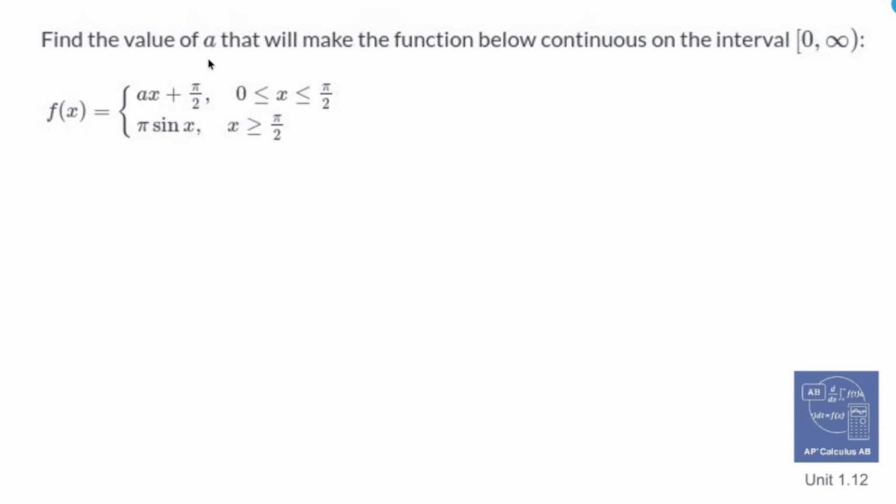Find the value of a that will make the function below continuous on the interval 0 to infinity. All right, so basically what we need to do is we need to make sure that if these guys were connected, they're going to be connected at pi over 2. I don't care about 0. I need to make sure that these guys are connected at pi over 2. So in order for them to be connected at pi over 2, I need to set these guys equal to each other. ax plus pi over 2 equals pi sine x.